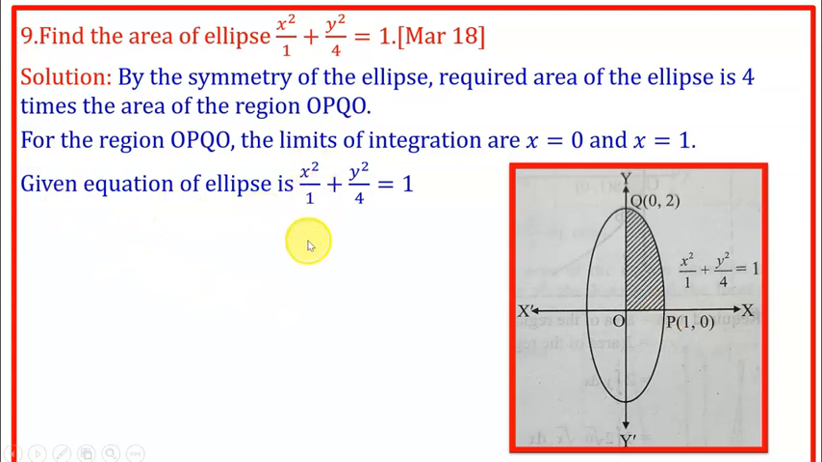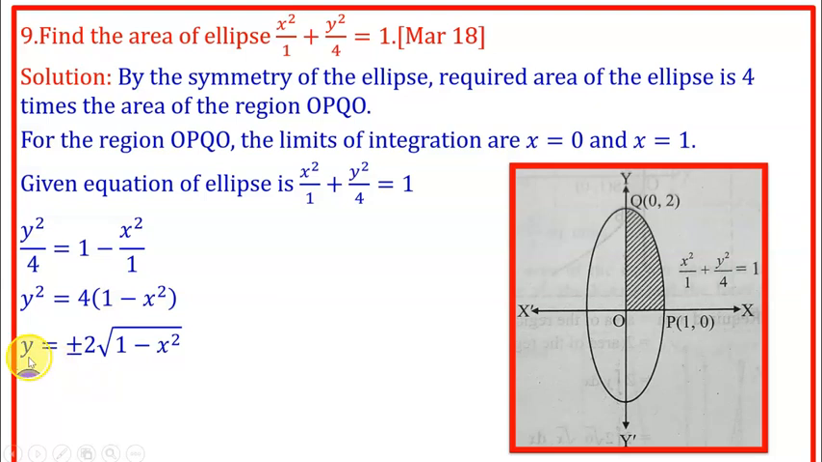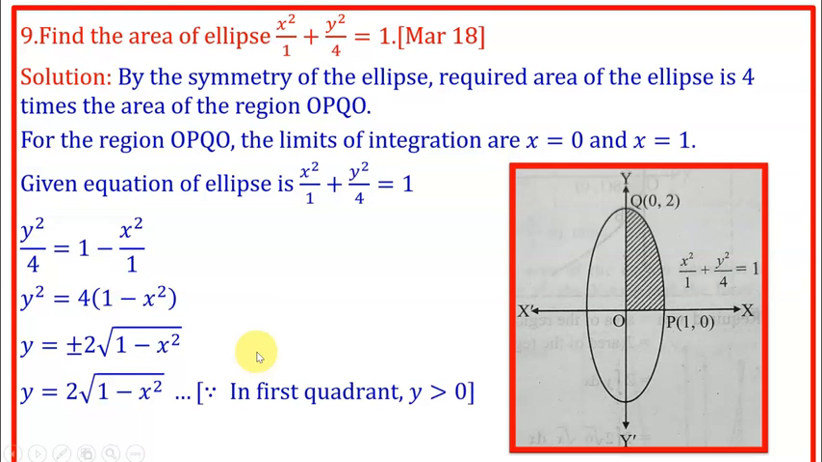Given ellipse, that is x square upon 1 plus y square upon 4 is equal to 1. Therefore, y square by 4 is equal to 1 minus x square upon 1. Therefore, y square is equal to 4 into bracket 1 minus x square. Therefore, taking the square root, you will have y equals plus or minus 2 root of 1 minus x square. Here again we take the first quadrant. Therefore, y is equal to 2 root of 1 minus x square. In the first quadrant, y is positive.